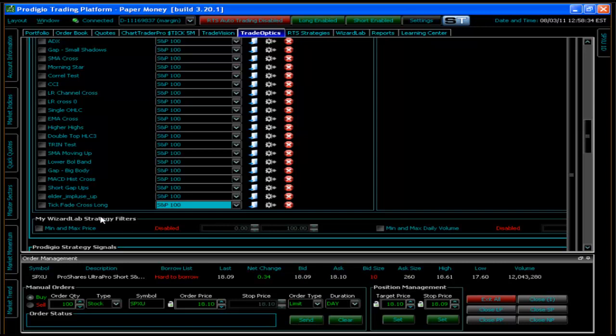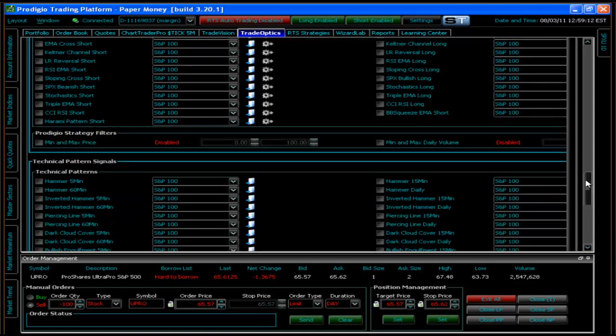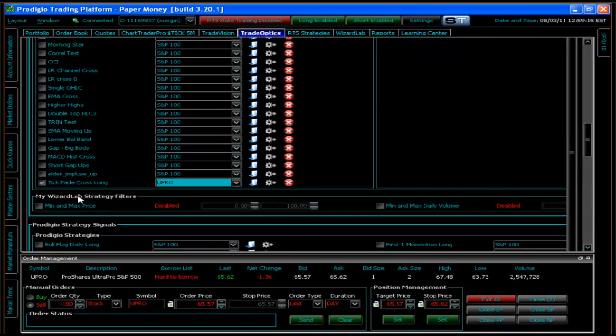Now, UPro, right? Here's this tick fade cross long, and we've got the tick fade cross short. UPro, that's hard to borrow. So you won't be able to short UPro. In other words, you're only going to be able to buy it. So UPro is only going to work if I deploy this under tick fade cross long. And by selecting the symbol list and checking this off, this deploys this strategy against the symbol list of UPro. Now, this won't be firing signals because that's not going to be on right now. But that's how you deploy it. And here's the tick fade cross long, deployed long against UPro.